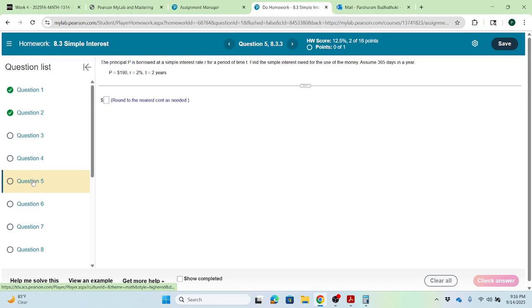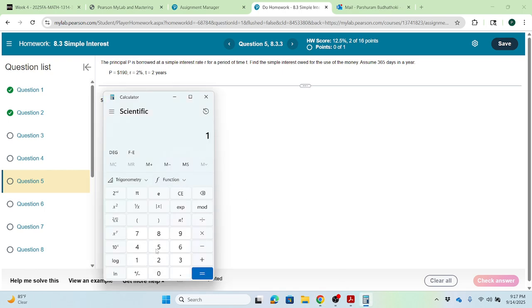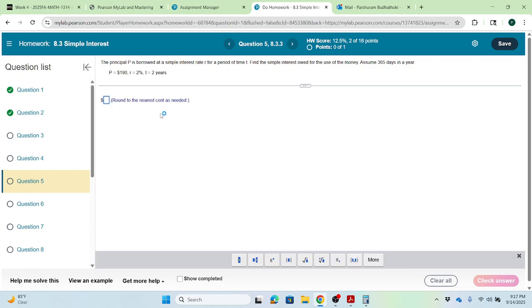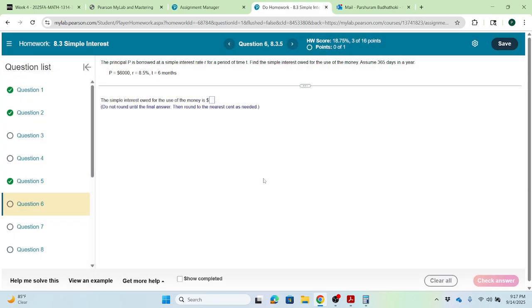Okay, let's go to the next problem. The principal is given, rate is given, time is given. What do we want to find? We want to find the simple interest. So you just multiply the principal by the rate, which is 0.02, which is 2%, times the time. Time is supposed to be always in years, and the simple interest is $7.60 for 190 bucks for 2 years.